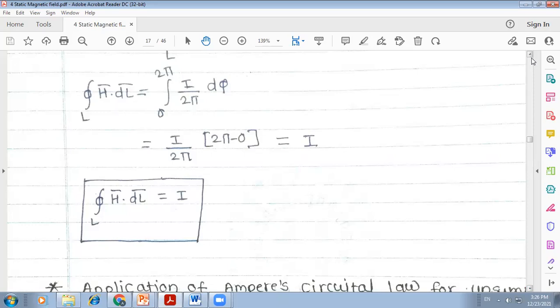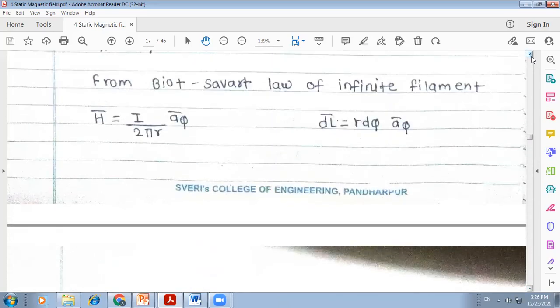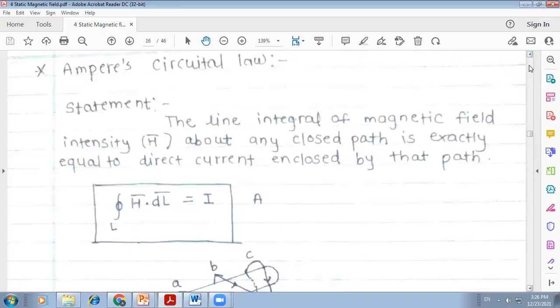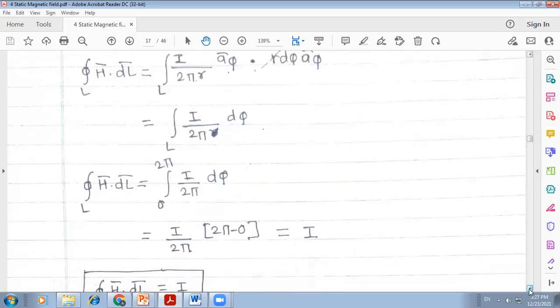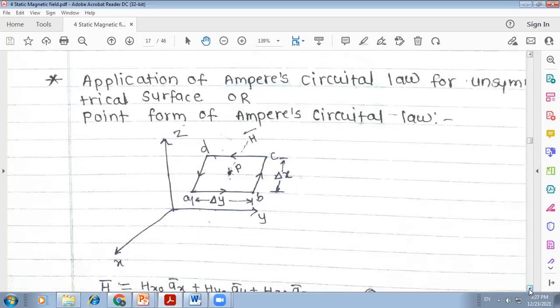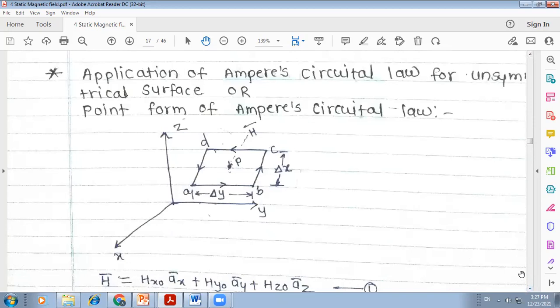So in examination, they are asking you simply state and explain Ampere's circuital law, or state and verify Ampere's circuital law. Okay. So these questions are there. That time you have to write this Ampere's circuital law. Okay. Now this point is important. So have you understood Ampere's circuital law?